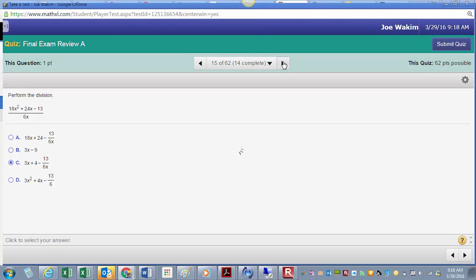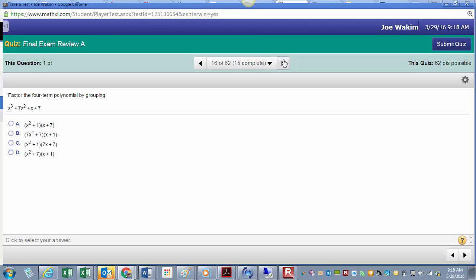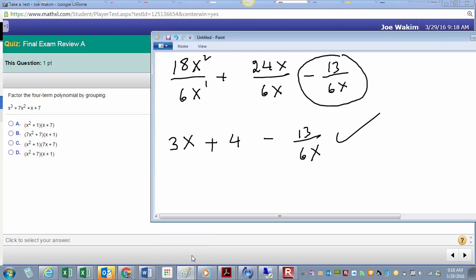Next question. Factor the 4-term polynomial by grouping. Okay, let's try to factor. To factor by grouping, we're going to do like 3 steps. So let's go ahead and factor.